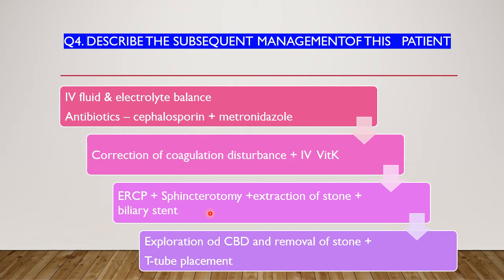Laparoscopic cholecystectomy may also be done at the same time if the patient is stable. Otherwise, it has to be postponed to a slightly later date. If for some reason ERCP is not available, you may have to consider open exploration of the CBD and removal of the stones plus placement of a tube. This is very important because you cannot wait too long for the patient, as the patient may go into septicemia.